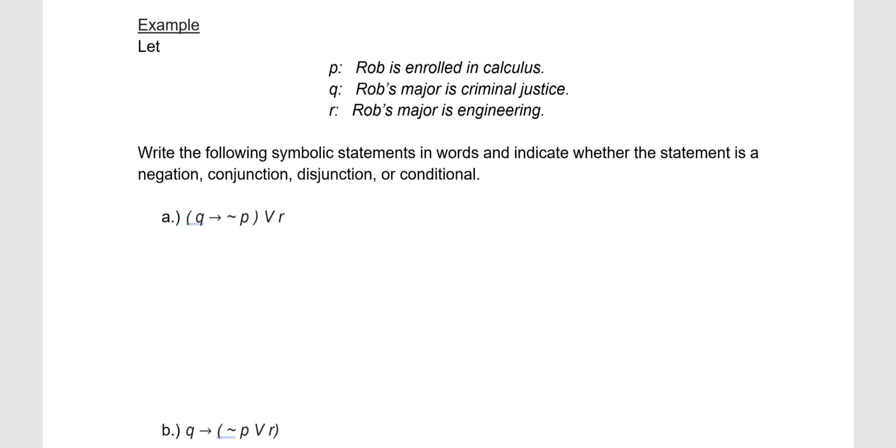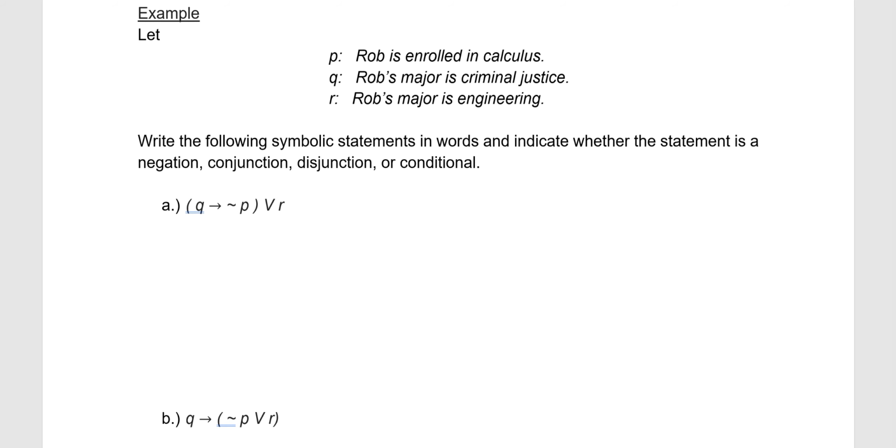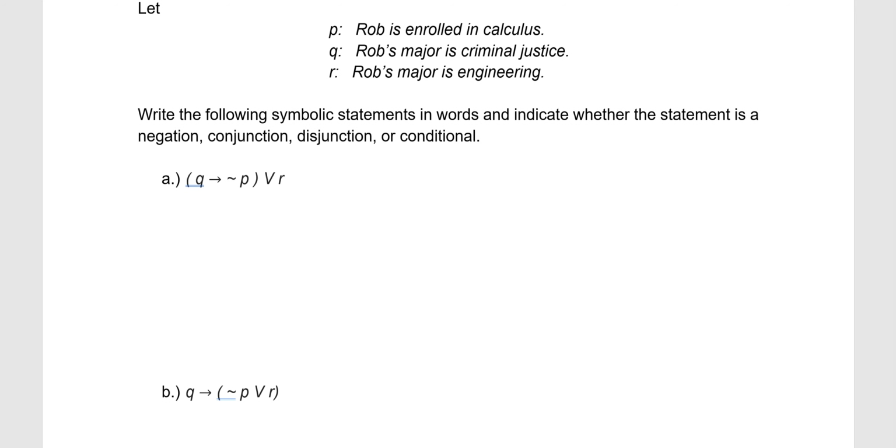Okay, let's do another example here, make it a little bit more difficult with three statements. So let's have statement P be Rob is enrolled in calculus, statement Q is Rob's major is criminal justice, and statement R is Rob's major is engineering. So let's write the following symbolic statements in words, and let's indicate whether this statement is a negation, conjunction, disjunction, or conditional. So even though many of these statements are going to have a conditional and a disjunction, or a conditional and a conjunction, it's only going to be one of them. So we'll see in this first example in a second what I mean by that.